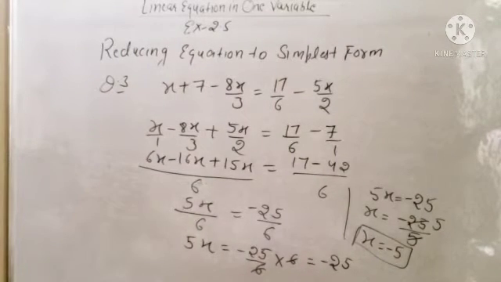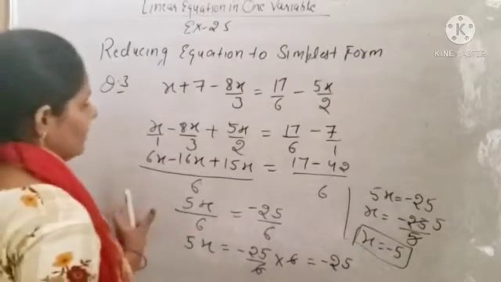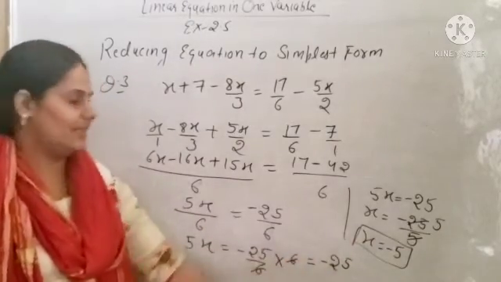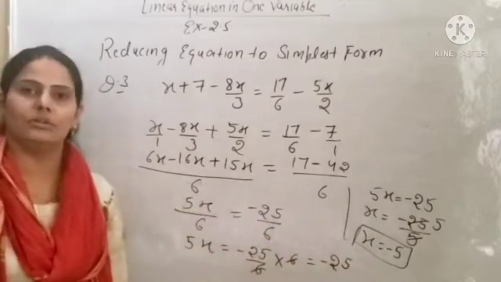So how will you find it, beta? Simply, in the first step, you will check what the variable in this question is. After that you will take all the variable terms to one side and constant values to the other side. Clear? After that, you have to take the LCM of the numbers. After taking the LCM, solve by adding, subtracting, multiplying and dividing, and after that find the value of the variable. So the variable x is equal to minus 5.